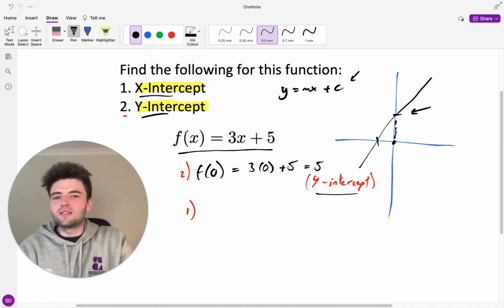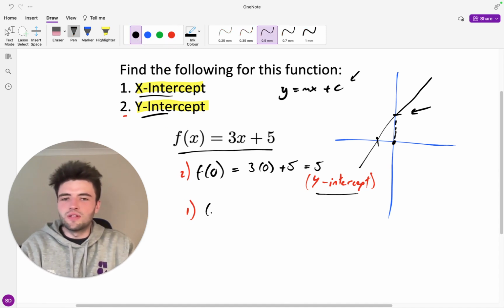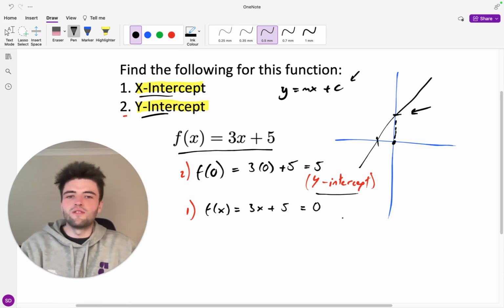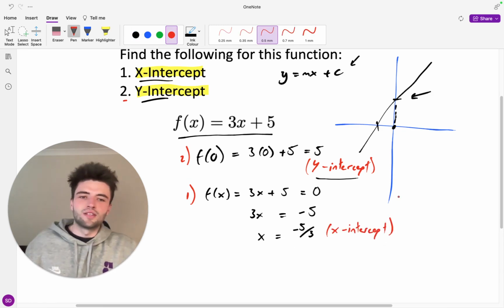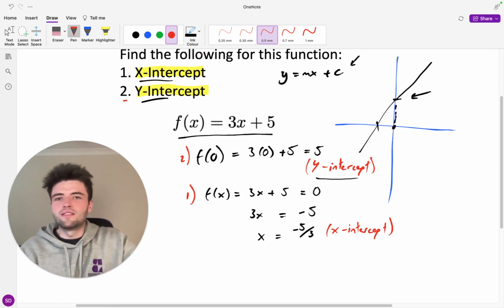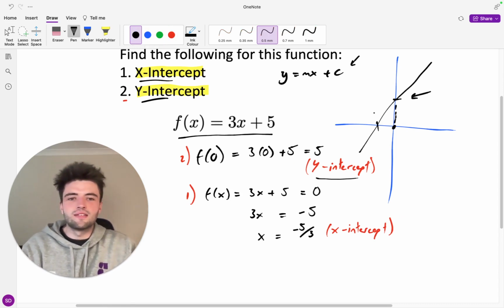And the way to do this is to set f of x is equal to 0. And so we get 3x plus 5 is equal to 0. And now we're going to work backwards to find the value of x. So the first thing we do is just subtract 5 from both sides. So we get 3x is equal to minus 5. And then dividing across by 3, we get that x is equal to minus 5 over 3. And so our x-intercept, or where it crosses the x-axis, is going to be at x is equal to minus 5 over 3. So that's down here.